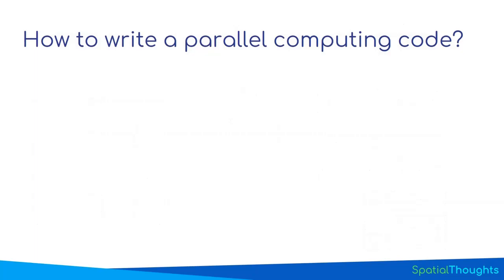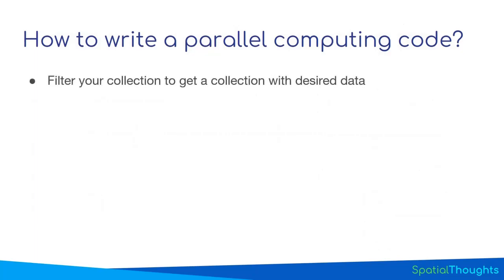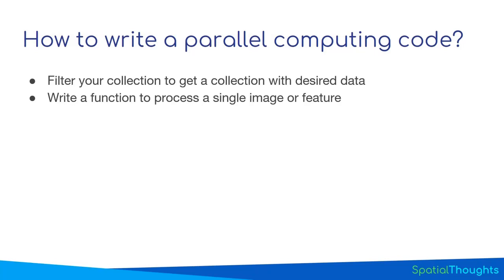So how do we write then a parallel computing code? Well, first we filter the collection to get a collection with the desired data. For example, the dates for which you want the images, certain cloud cover, or other aspects. And that's achieved with the filter functions. The next step is to write a function to process a single image or feature from the collection. For example, the calculation of NDVI.